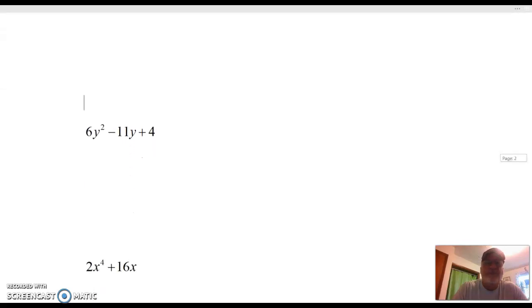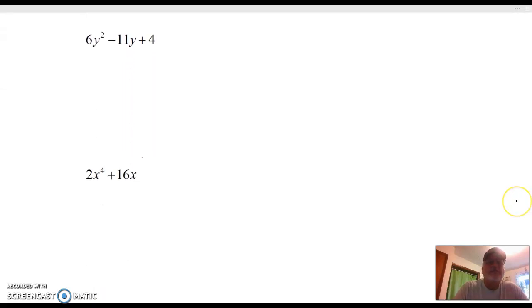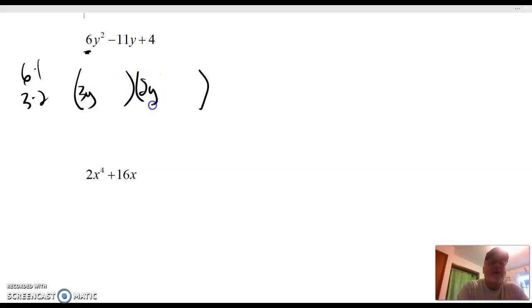Okay, now we've got three terms. There is no GCF, so all I can do, and since this is not a 1 here, I can't use that little technique where I look for factors of 4 that add up to be 11. So all I can do is guess and check. So over here I can have 6 times 1 or 3 times 2. I'm going to try 3y and 2y.